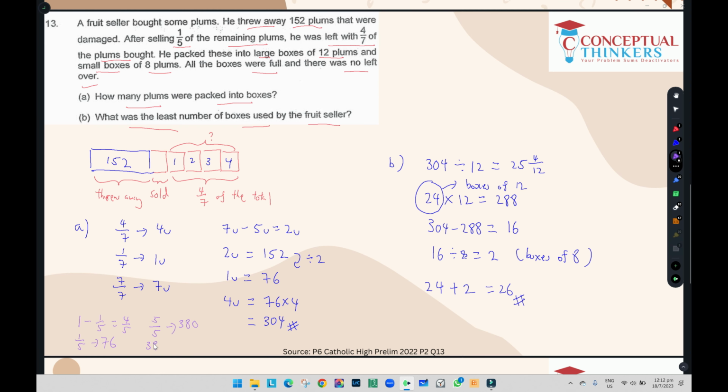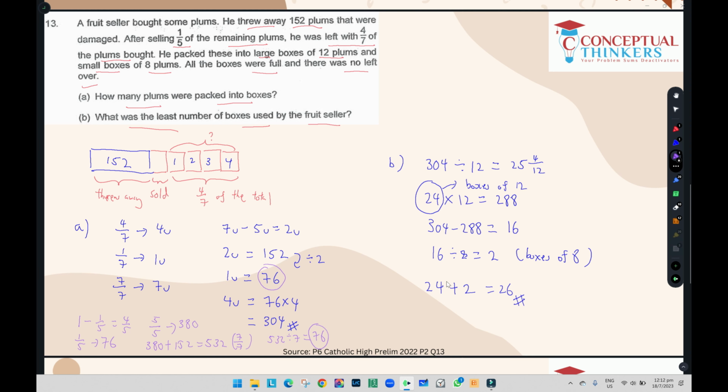So I take 380. If I add in 152, so this is 380. If I add 152, I'm going to get 532. Now this will be my 7 out of 7 in terms of the total. So I just want to verify that in the end it will still hit 304. We do know that it will represent 4 over 7. So if I take 532 and divide by 7, this will give me 1 unit, right? So I will get back to 76. You notice that this and this, again, it makes sense. So that's why I know that my calculation is correct.